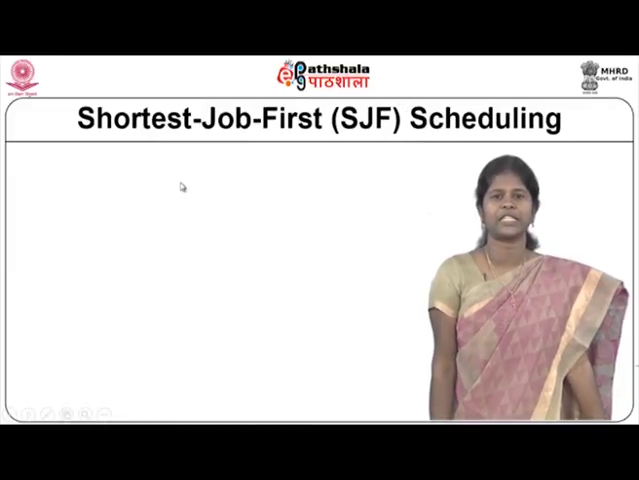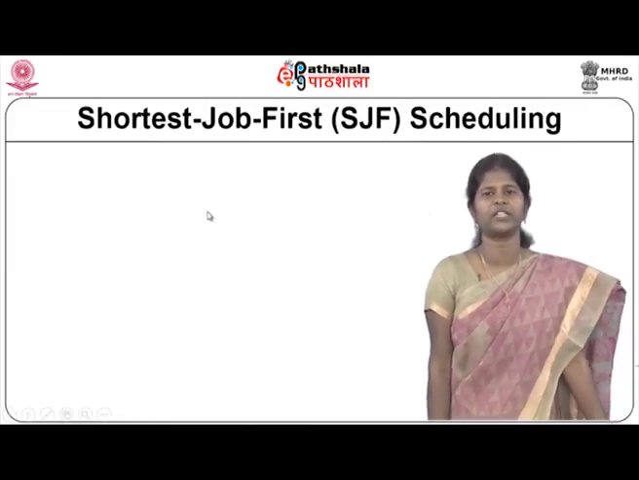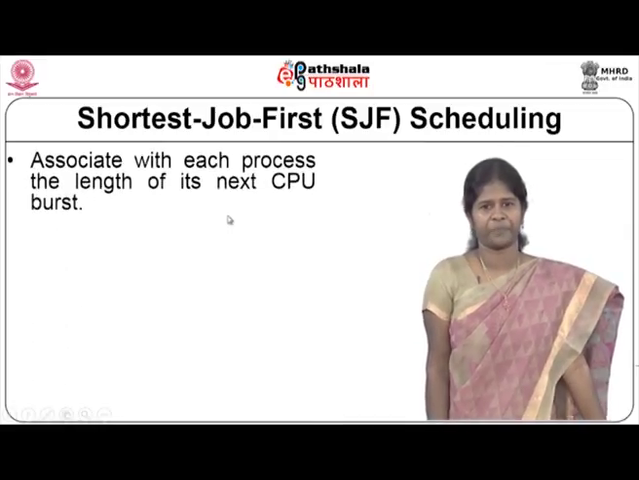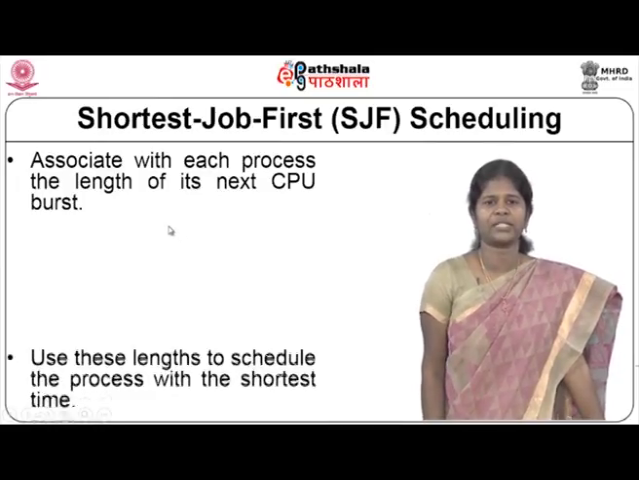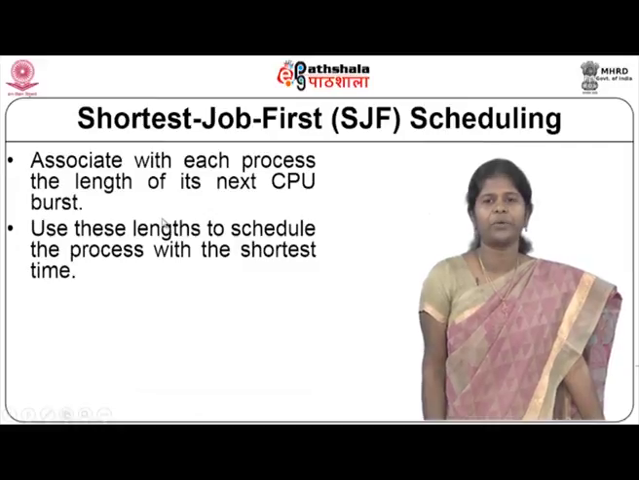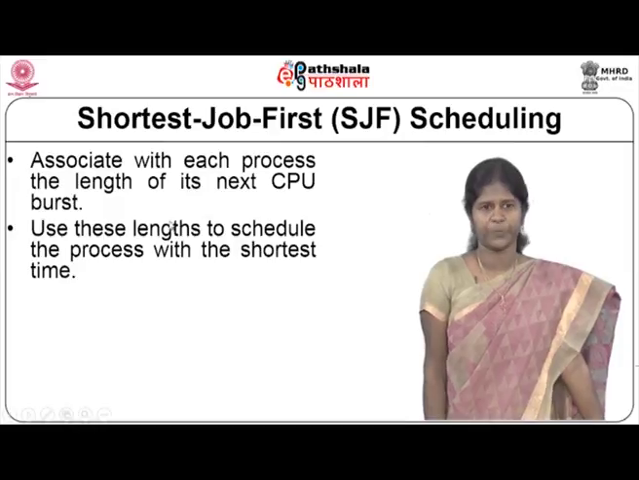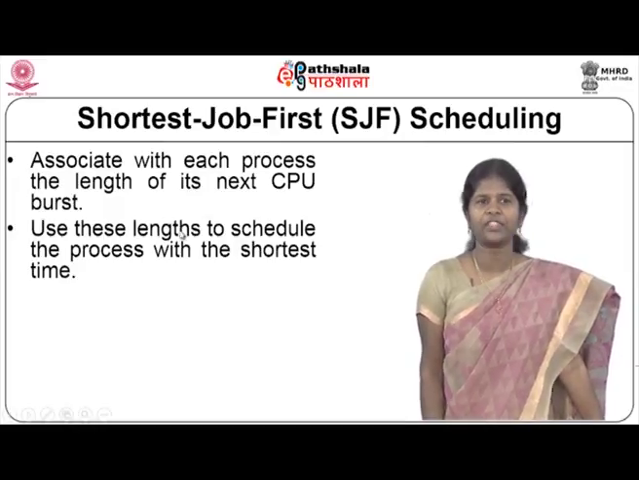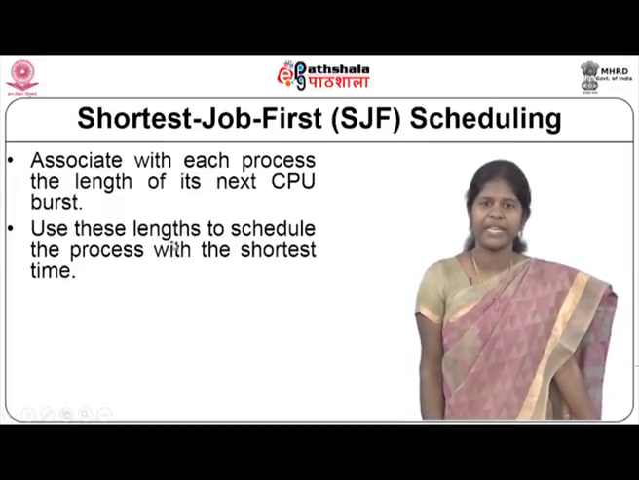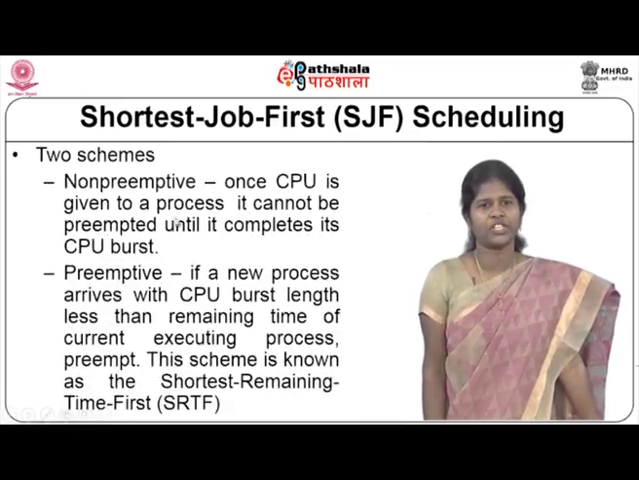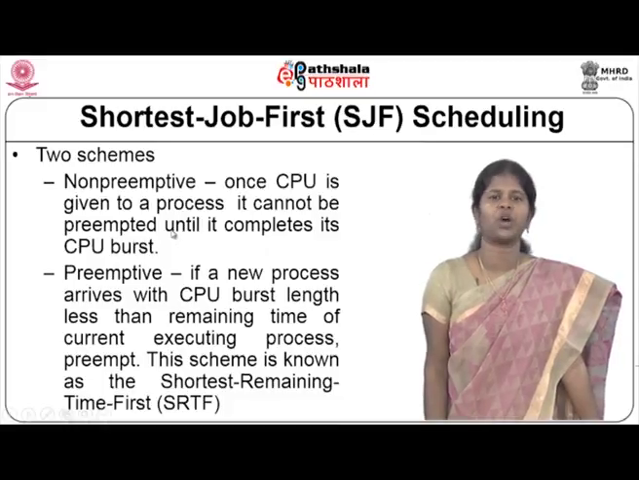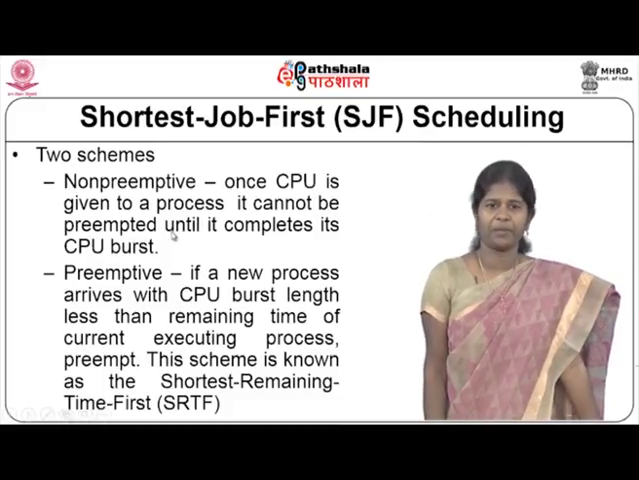So they came up with a scheduling algorithm called the shortest job first scheduling algorithm. In this scheduling algorithm, whichever process has the shortest burst time is given the CPU next. With each process, you associate the length of its next CPU burst, and these lengths are used to schedule the processes. This shortest job first scheduling algorithm has two cases, non-preemptive and preemptive.